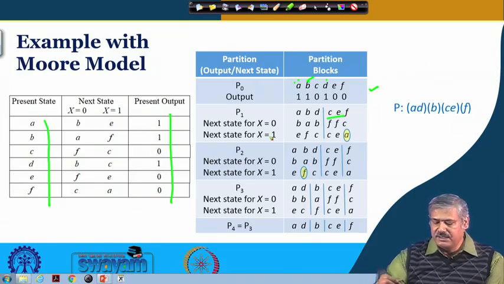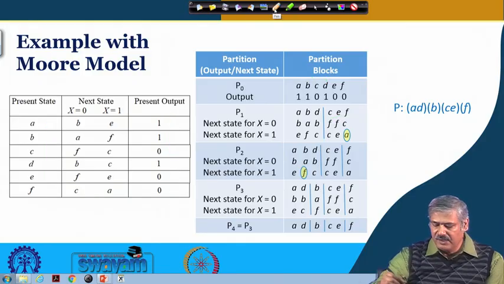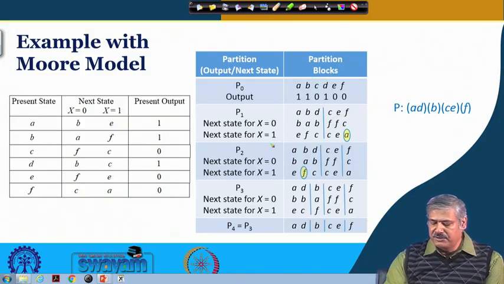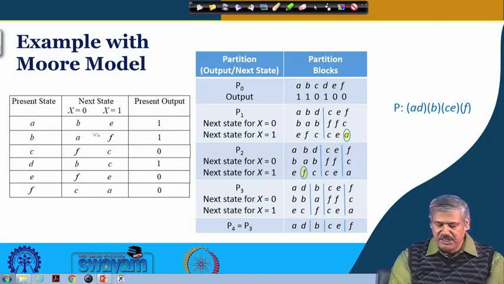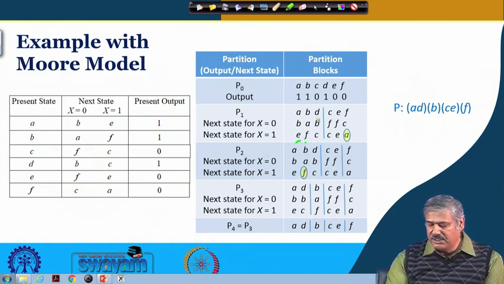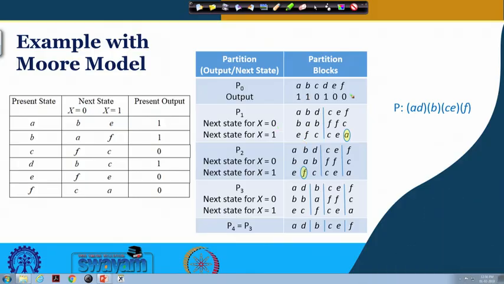Next step is now we are looking at x is equal to 0 and x is equal to 1 next states. So A, B, E. From this table we are importing it. B, A, F, D, B, C, C is F, C, E is F, E, and F is C, A. Now what we shall do for every such input, we shall see the next states, whether they are in the same block or different blocks.